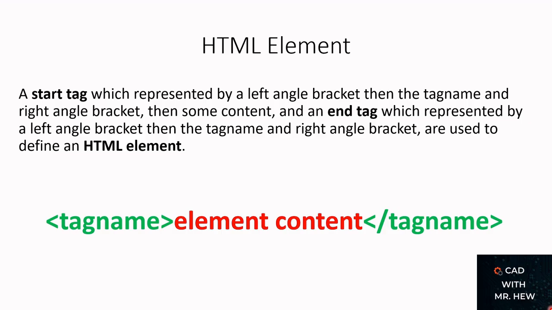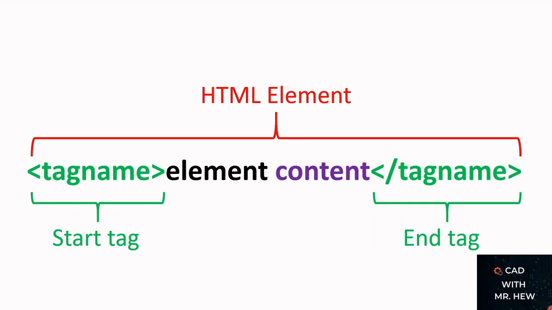An HTML element has a start tag, which is represented by a left angle bracket, then the tag name and a right angle bracket, then some content, which is called the element content, and then an end tag, which is represented by a left angle bracket, a forward slash, the tag name and the right angle bracket. These are used to define the HTML element.